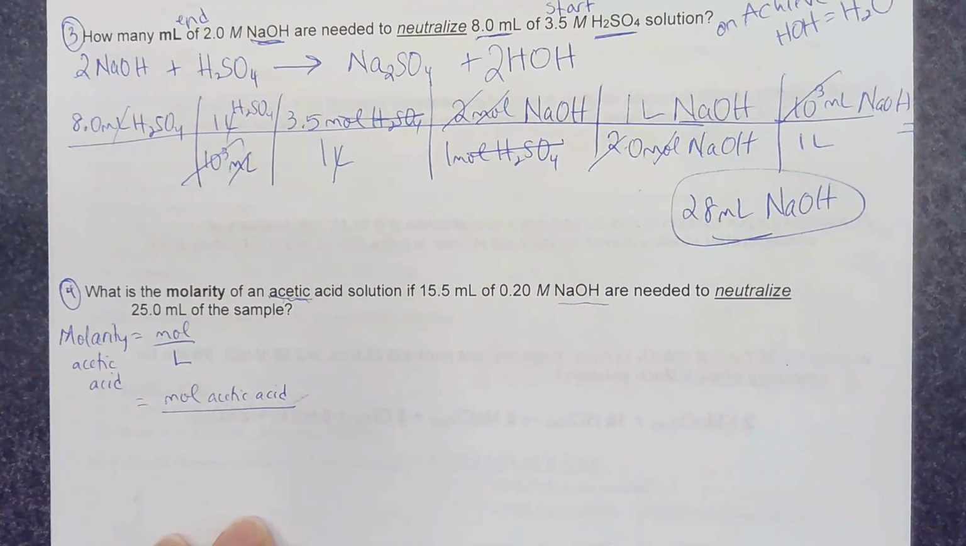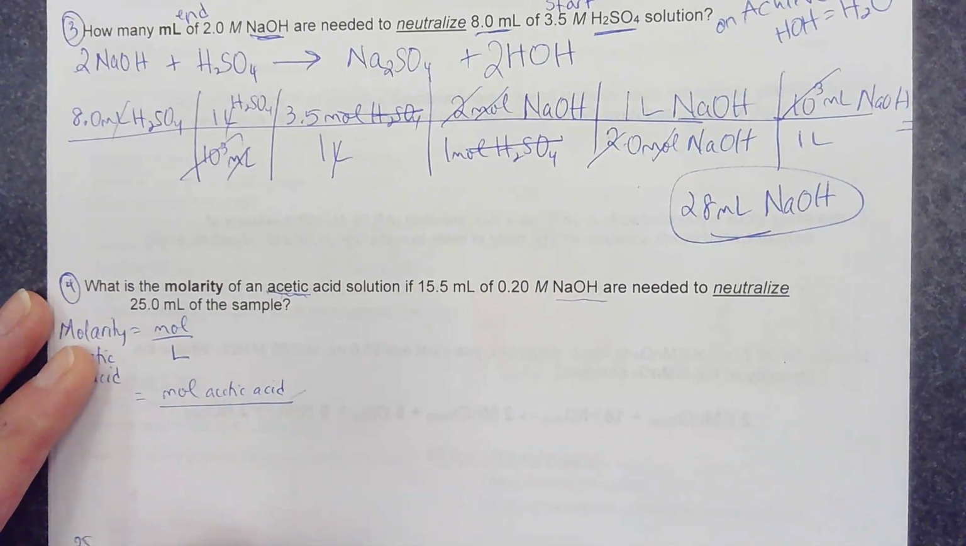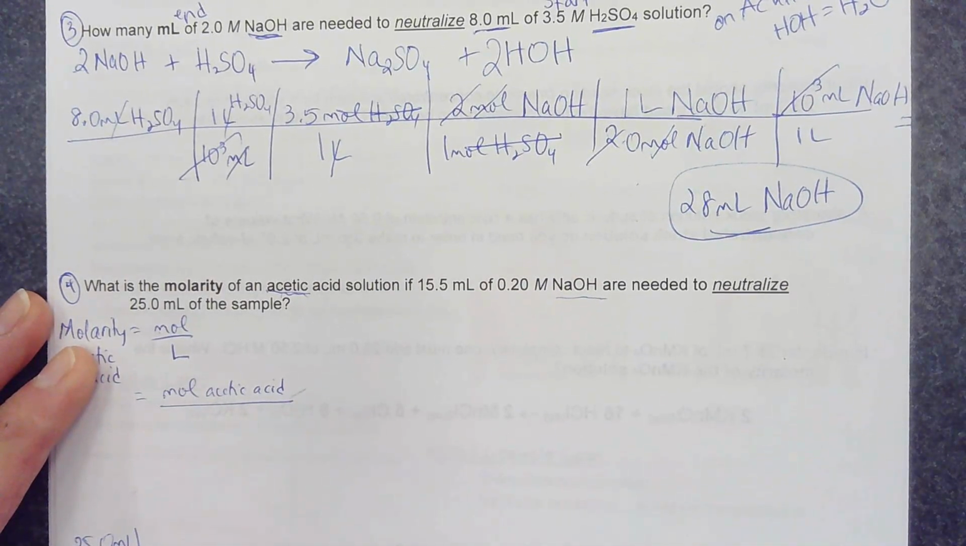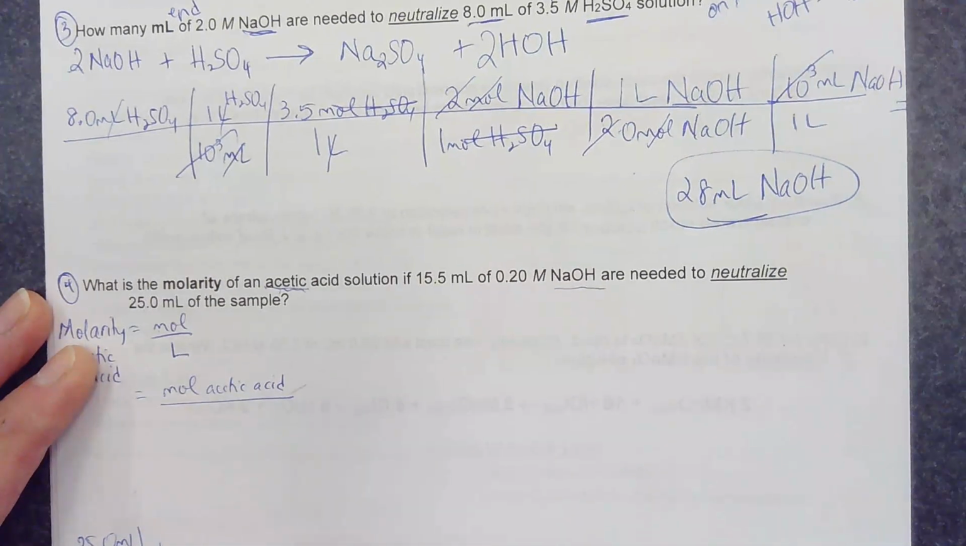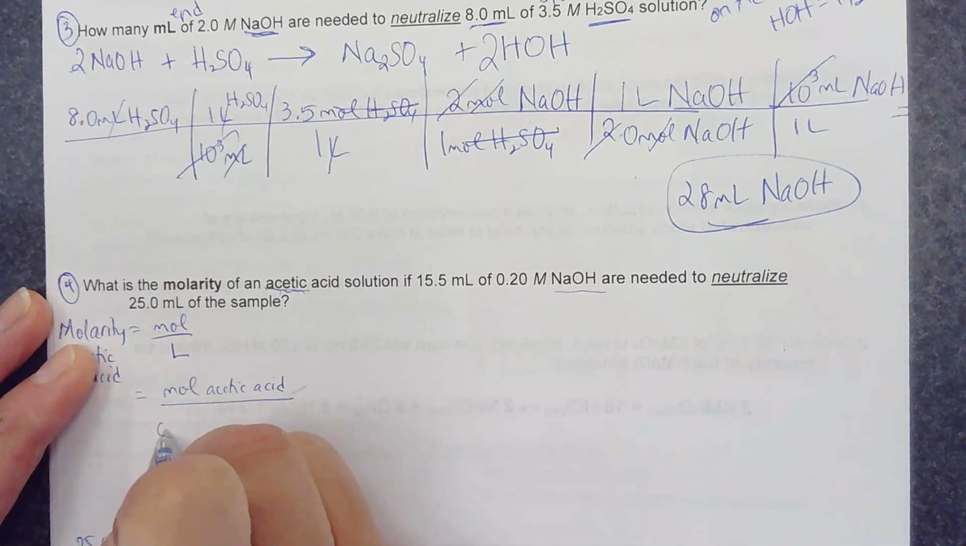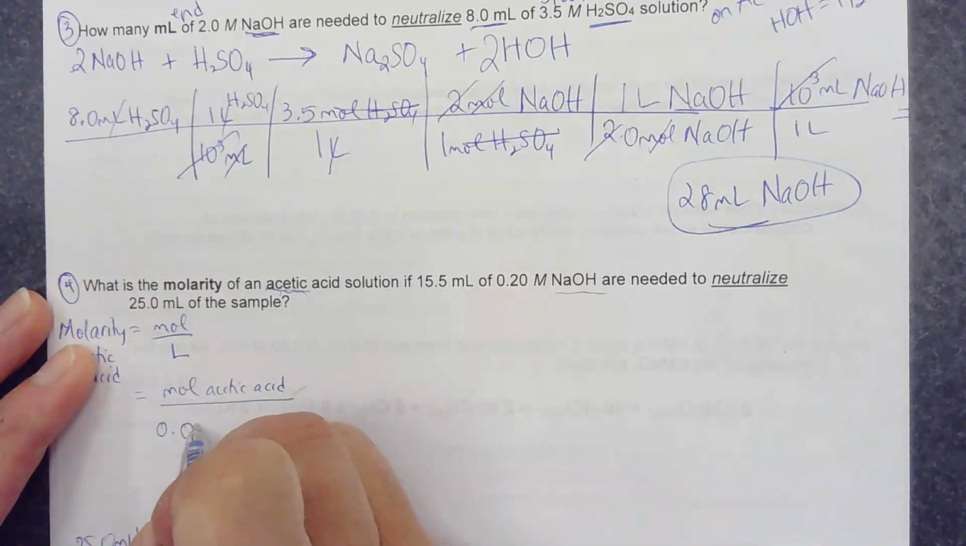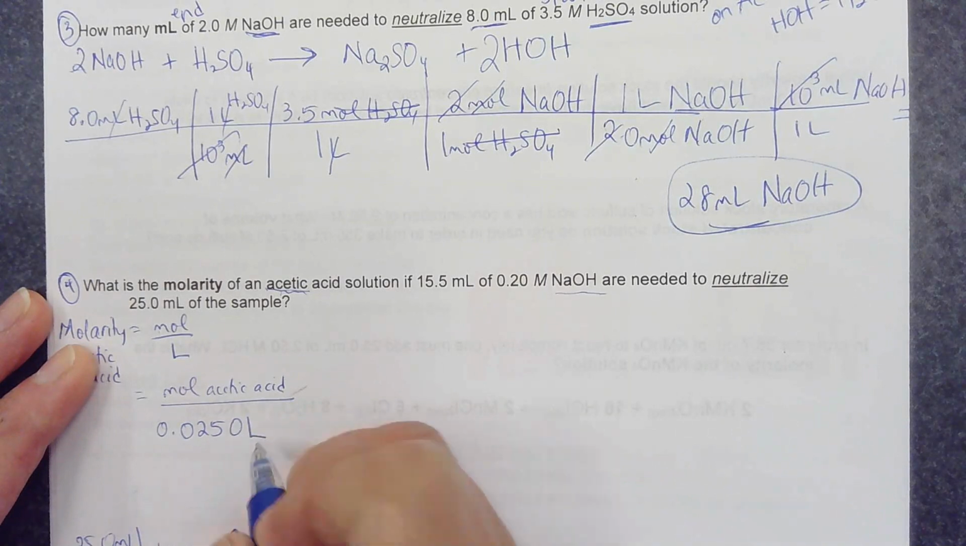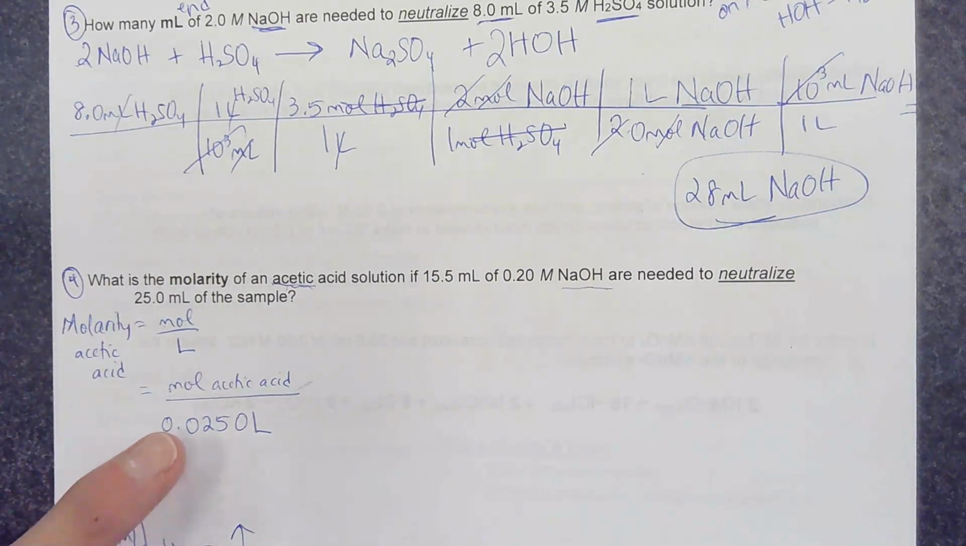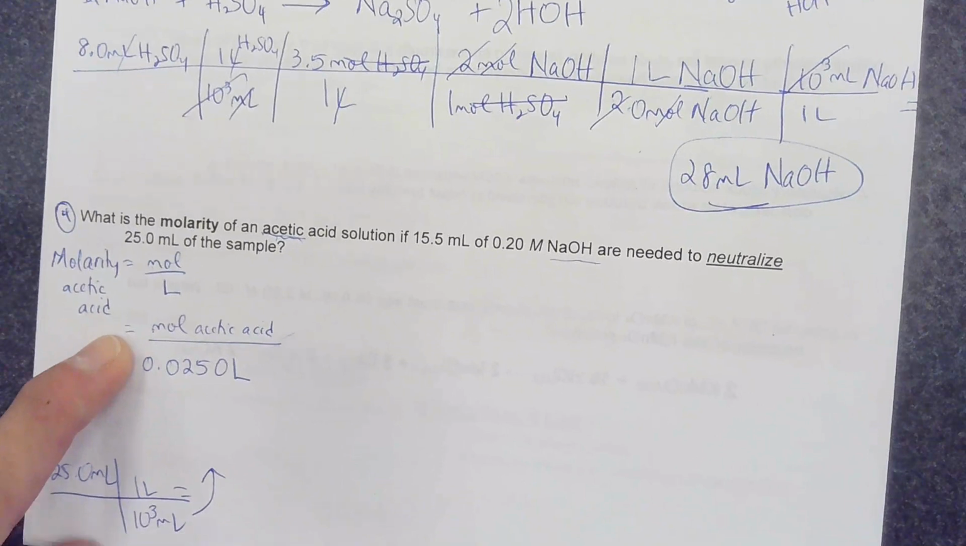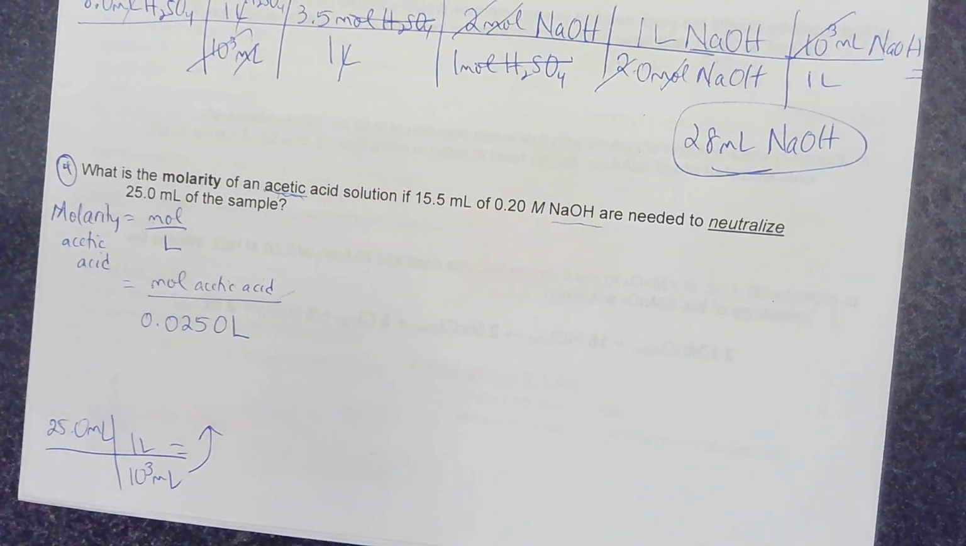Tell me how to get 25 milliliters into liters. 25 divided by what? 10 to the third. So what's the answer going to be? You can do a little side problem if you need to. I'll go ahead and write it down here just so you have that. And then that's going to go up there. So it's going to be 0.0250 liters. So where are these moles going to come from? Where are the moles of acetic acid going to come from?